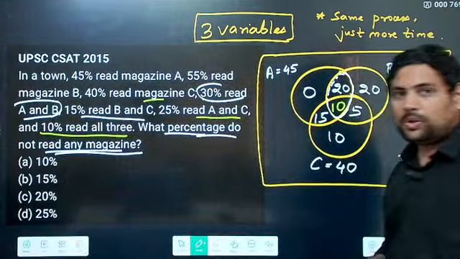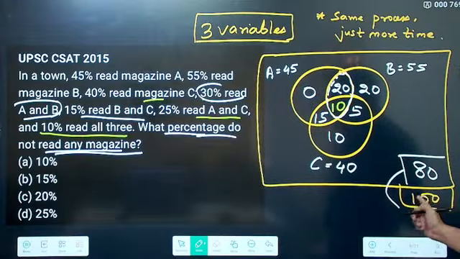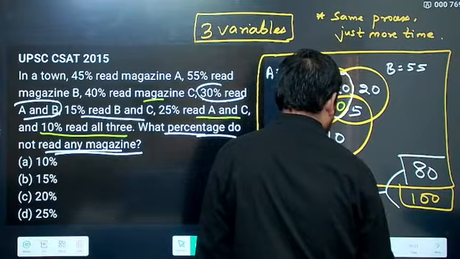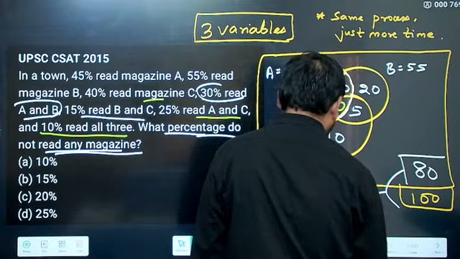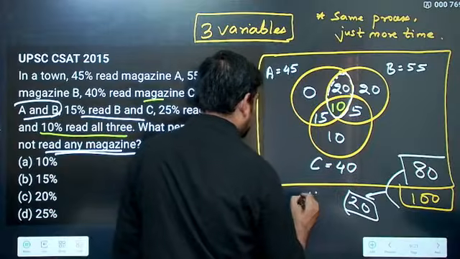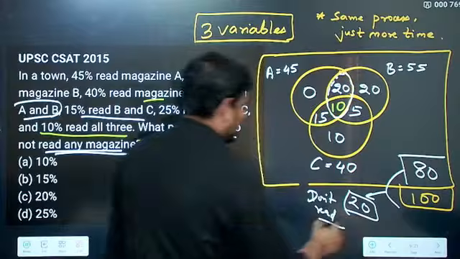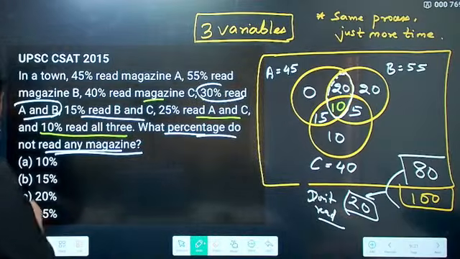So now it is asking you the percentage of people who do not read any magazine. That is, it is asking you about the useless people. Total people were 100. 80 are reading at least some magazine. So that means the difference is what? 20. These are the 20 people who don't read any magazine. Understood? So answer becomes C, 20%.